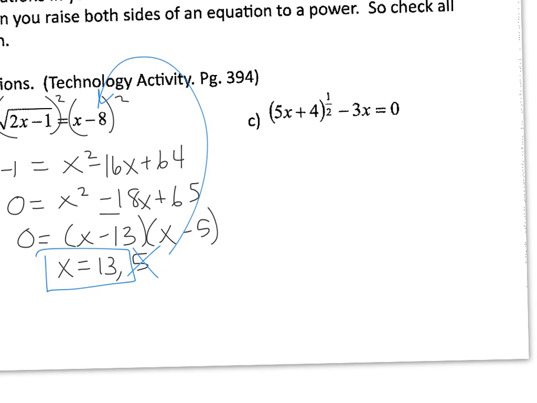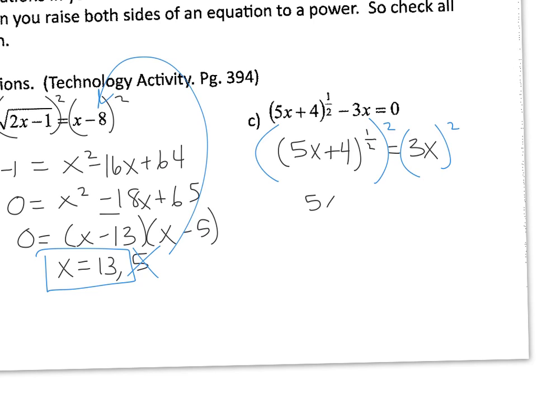And then letter C, I add 3x to each side. Then I square both sides. I'm squaring it because that gets rid of the 1/2. So this turns into 5x plus 4 equals, be careful over here, this is 9x squared. Then I get one side equal to 0, and I try to factor it.